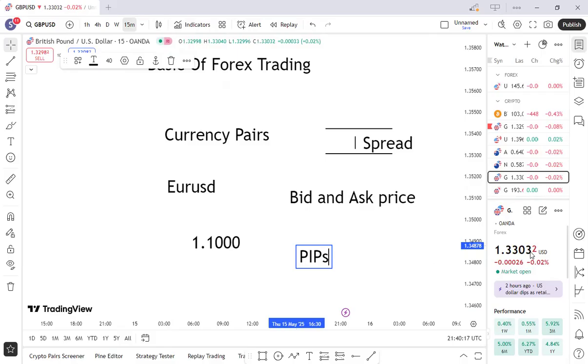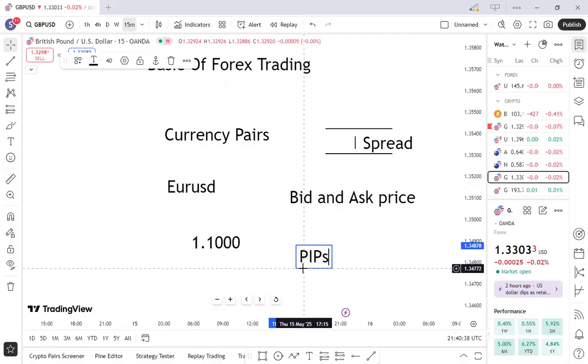It is the fourth decimal point of a currency pair, and it's the smallest price movement. You can see the price moving, changing. Before you know it, this will turn to 4. Once this is 9, here will turn to 1. So it's the smallest price movement of a currency pair. The full meaning is percentage in point.